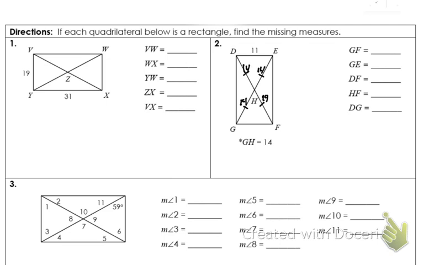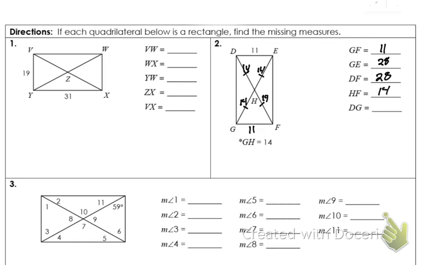I'm also going to note, because that's 11, the one across from it is also 11. What information are we looking for? We're looking for GF. Well, that's 11 because the one across from it's 11. Our GE would be 14 plus 14, which is 28. Our DF is also 28. Our HF is going to be 14. And then finally we have to get DG.